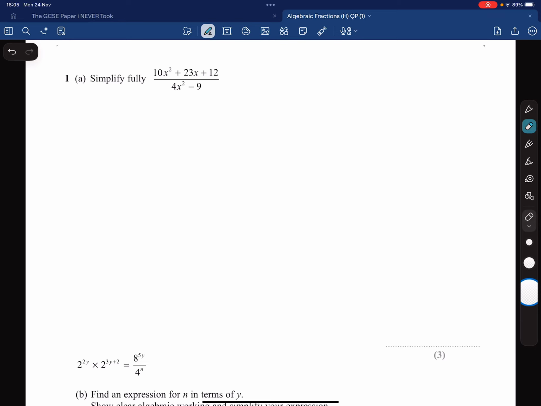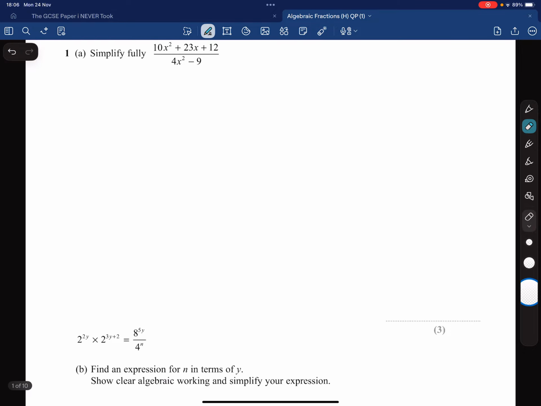Okay, today we're going to be doing algebraic fractions. I want you to pause the video when you see a new question, try it, and I will go through the answers. So, you pause the video? Good. So, step one, I'm going to factorise the denominator.